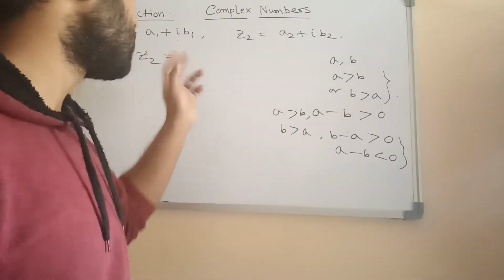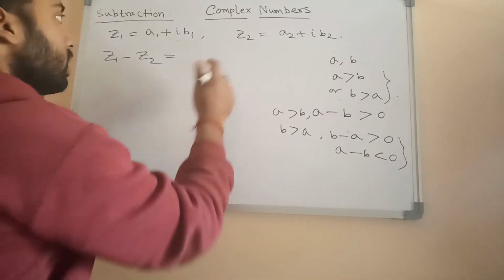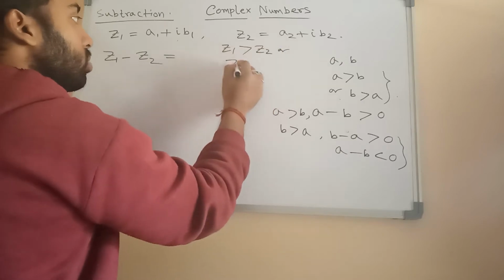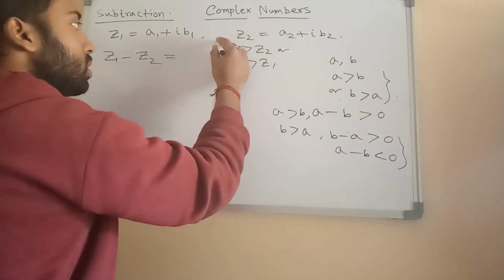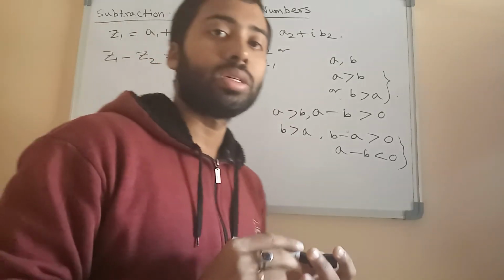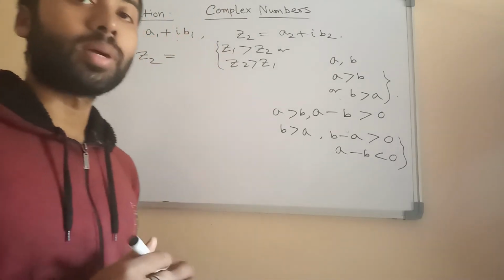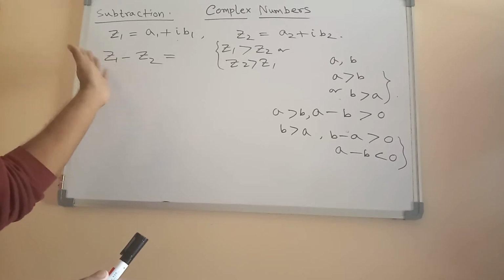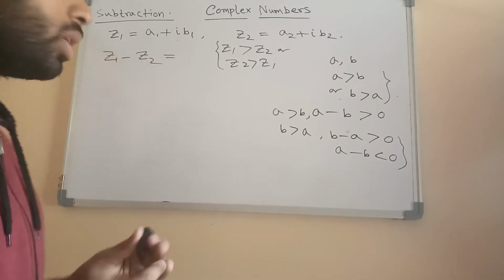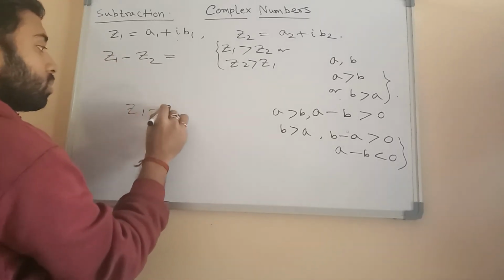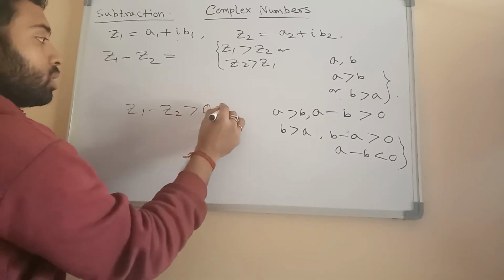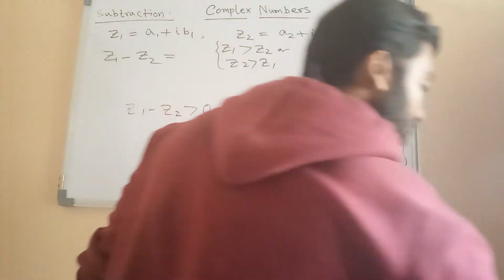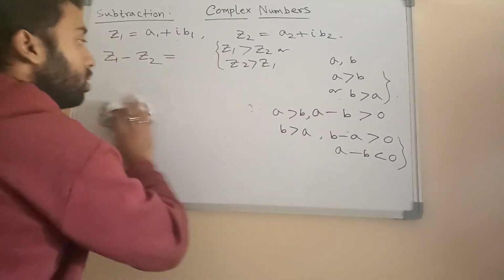But in case of complex number system, we cannot say z1 greater than z2 or z2 greater than z1. So this type of greater than, less than thing doesn't hold in case of complex numbers. So if we subtract z1 minus z2, then we cannot say that z1 minus z2 is greater than 0 or less than 0. Okay, so let us do the subtraction.